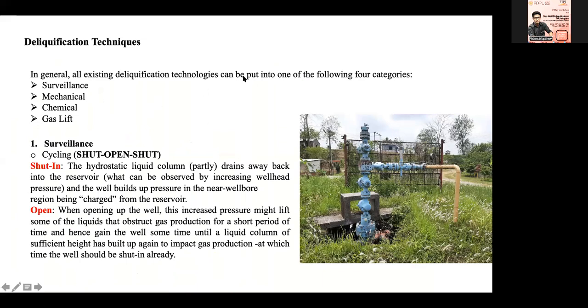There are 4 categories in de-liquification technique. One is surveillance, one is mechanical, and chemical, and gas lift. In surveillance, we have 2 types. One is cycling. In cycling, first let's understand our wellhead, right?